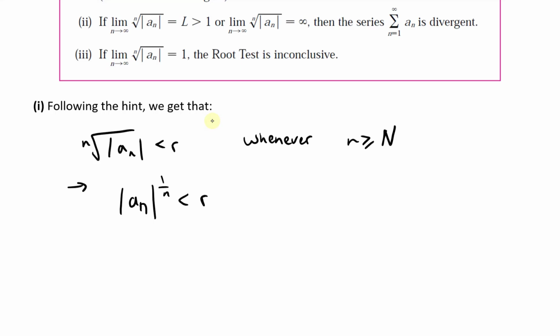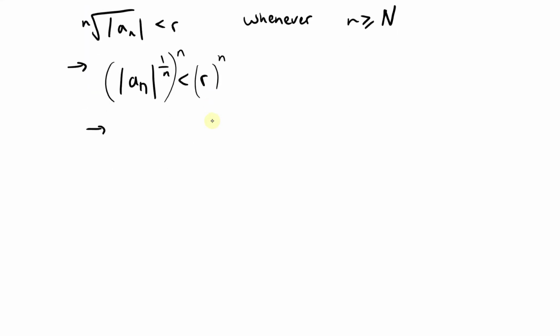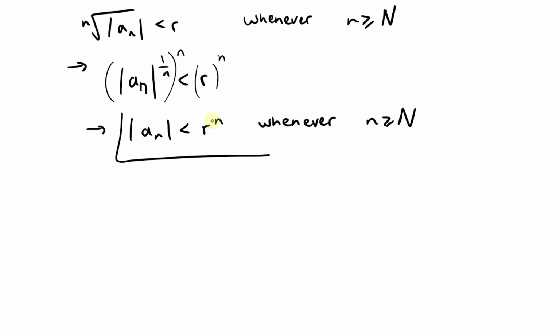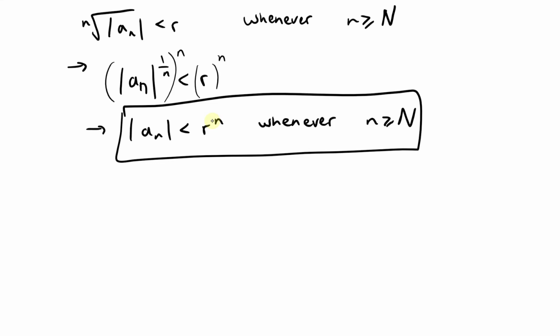Now we could just take both sides to the power of n. So this cancels, and we're going to have the absolute value of a_n is less than R^n, which is a bit easier and more comprehensible, since dealing with roots is not that straightforward. This holds whenever n is greater than or equal to capital N. I'll just circle this, or square it, right here.